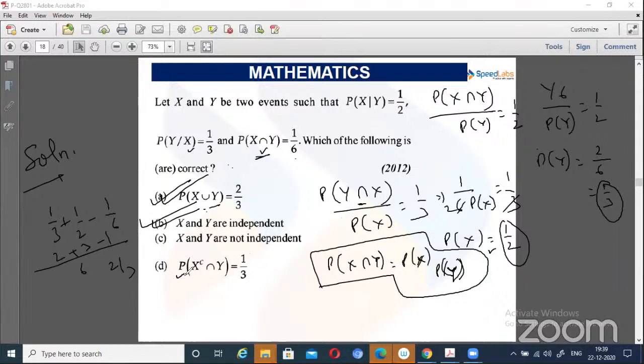Because x and y are independent events, what will P of x complement intersection y be? P of x complement into P of y. P of x complement would be 1 minus half, which is half, into P of y, which is 1/3, equal to 1/6. So this is wrong. The answer is A and B. Any questions here?